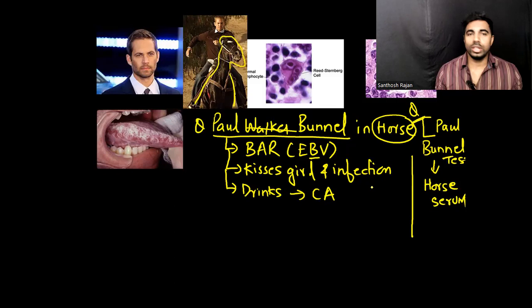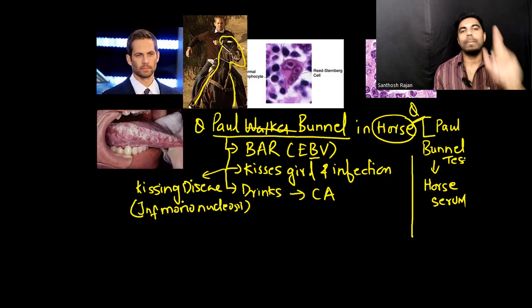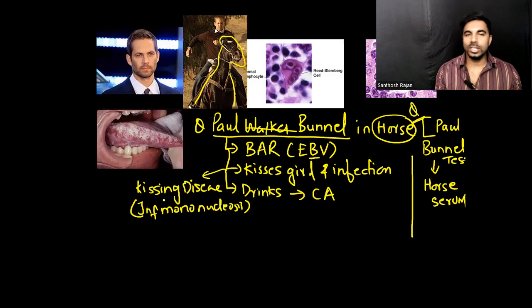Why is it kissing? Because the disease name, if you remember, is called kissing disease, and otherwise it's called infectious mononucleosis. One important thing here is that infectious mononucleosis is also seen in CMV, but in CMV, Paul Bunnell will not come. Paul Bunnell will be positive only in Epstein-Barr virus. Remember, only Epstein-Barr virus. Okay, so kissing disease. Not the kissing bug.